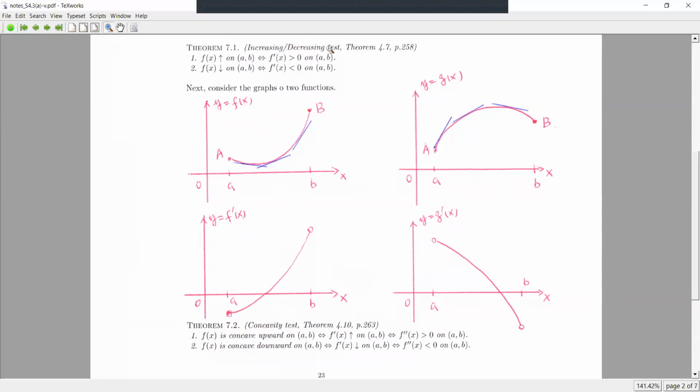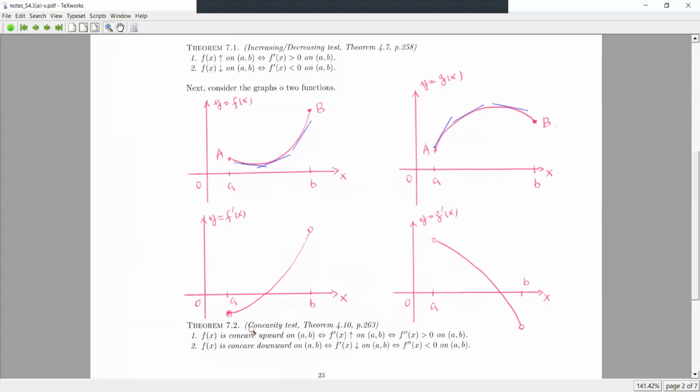By the increasing/decreasing test, when a curve is increasing, the slope of the curve is greater than 0. So this curve is increasing. If you draw a tangent line everywhere, the slope is positive. The slope of this curve is the derivative of this one. That means the second derivative of f. Based on this observation, we have part 1 of this theorem.